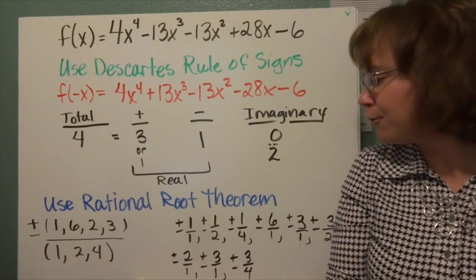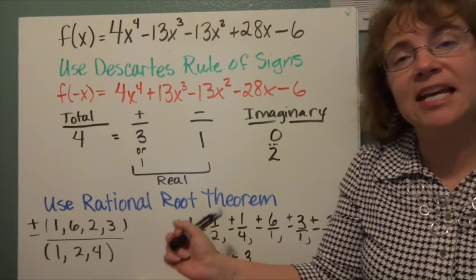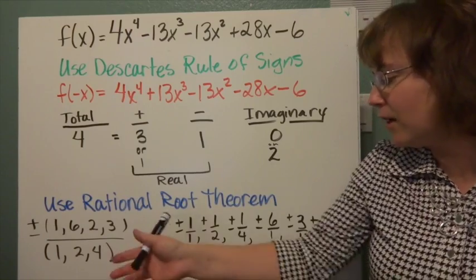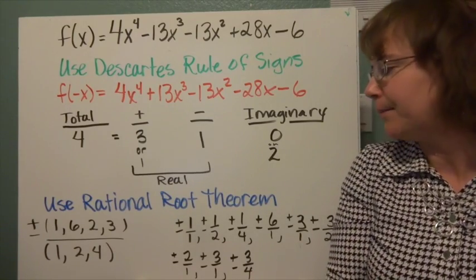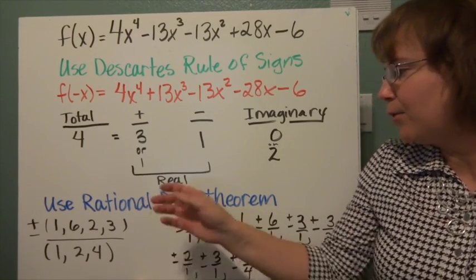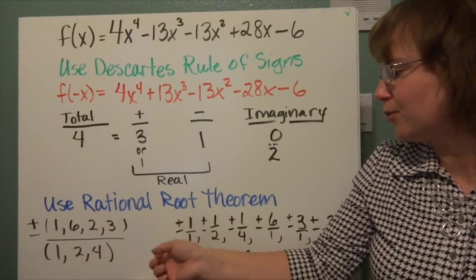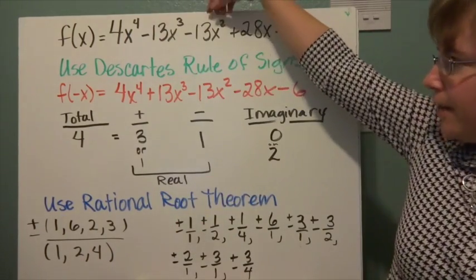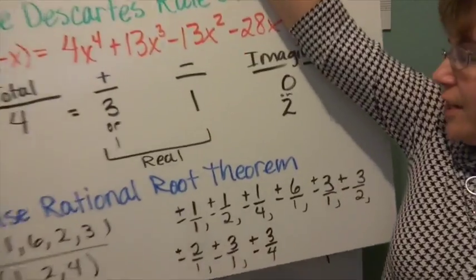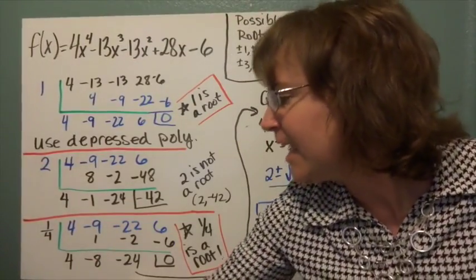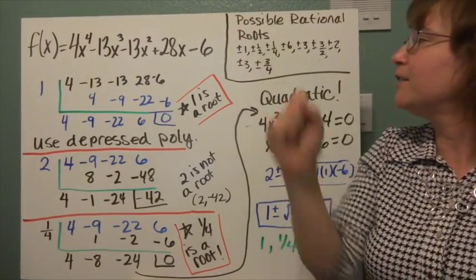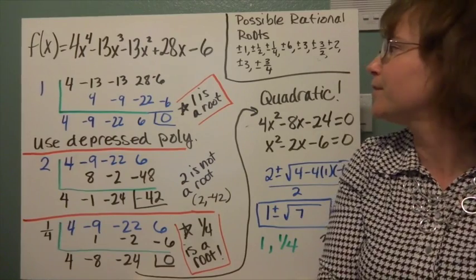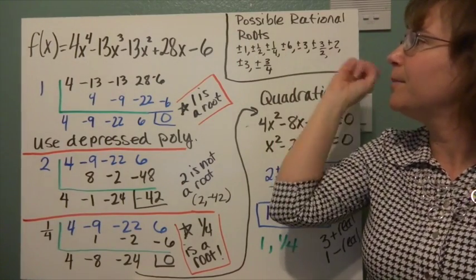When I'm testing for roots, I'm going to use these to help me out because I don't have a list of all the possible irrational roots. I only have a possibility of rational roots. So these are the numbers I'm going to try. So I've just transcribed them up to the top. And I've made them a little bit easier. Instead of plus or minus 1 over 1, I just put plus or minus 1. So these are my possibilities.